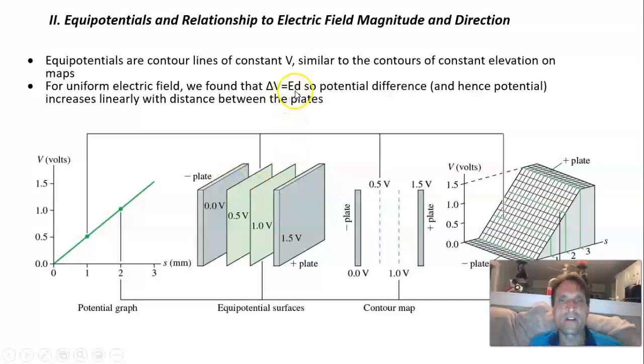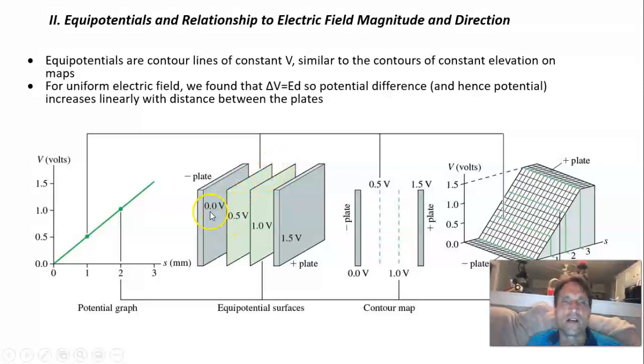And so that means that the potential becomes progressively smaller as we go from the positive to the negative. In other words, it decreases linearly with d, or it increases linearly with d if we're going from the negative plate to the positive plate. And so what we can do here is draw these surfaces called equipotentials. Equipotentials are a lot like contour maps of constant elevation on geographic maps, only these are surfaces of constant voltage, constant potential.